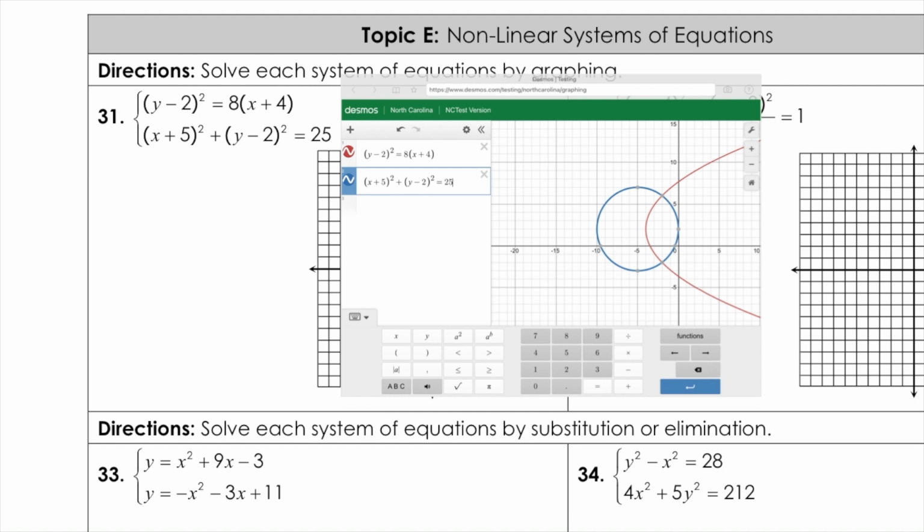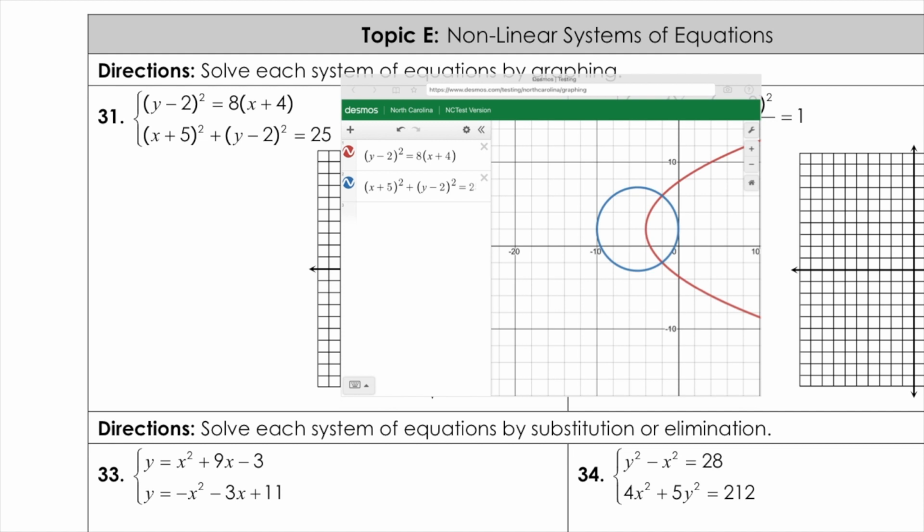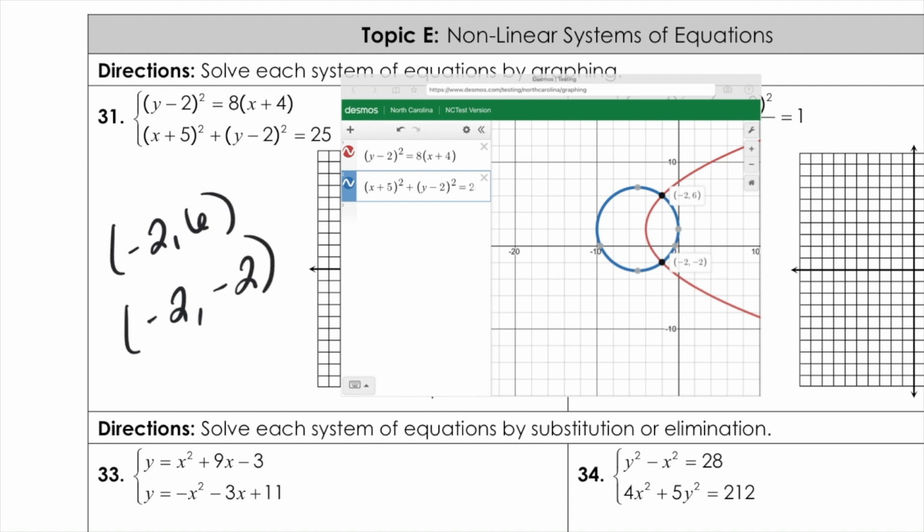The solution to any system, no matter what, is where your two functions intersect. So I have two solutions here because I have two intersections. I have an intersection of the circle and the hyperbola at -2, 6. And I also have a solution at -2, -2. So if I was asked to solve each system by graphing, the solutions would be -2, 6 and -2, -2. Anytime it says solve by graphing, I would just go straight to graphing.